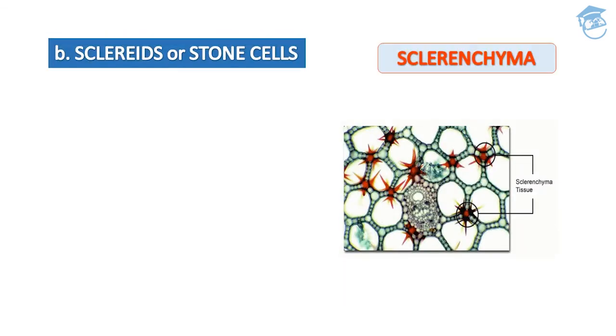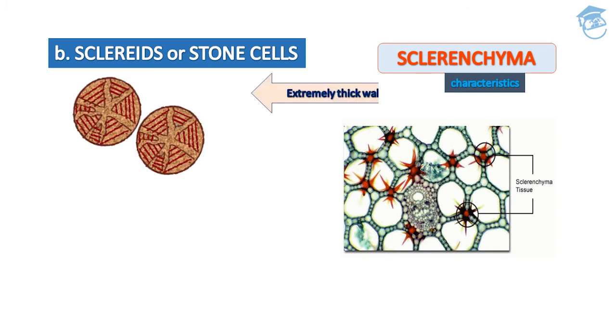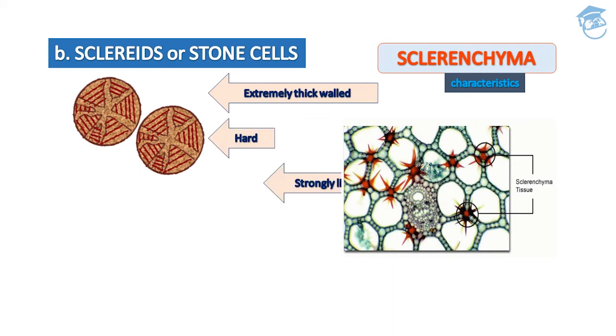Now another type of sclerenchyma is sclereids. They are also called stone cells. See, sclerenchyma has two types. First is the sclerenchyma fiber, and second is the sclereid or stone cells. So what's the characteristic? They are extremely thick walled because of the lignin deposition. They are very hard, because that provides tensile strength to the plant body. It is strongly lignified.